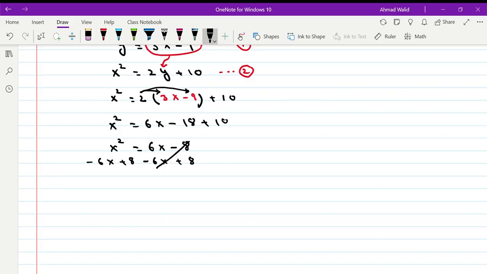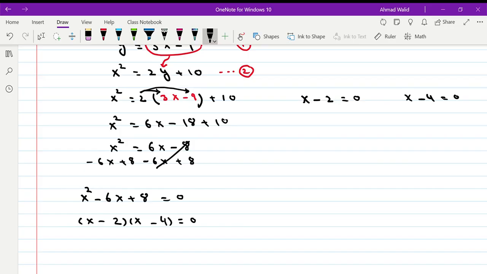These two cancel out. Then x squared minus 6x plus 8 equals 0. Can we factor? Let's see. Yes, I think we can factor using 2 and 4. x and x, 2 and 4, both of them should be negative, because negative 2 times negative 4 gives you positive 8, and negative 2 plus negative 4 gives you negative 6. From here I will write x minus 2 equals 0 and x minus 4 equals 0.